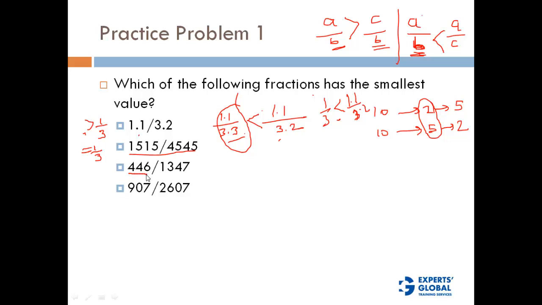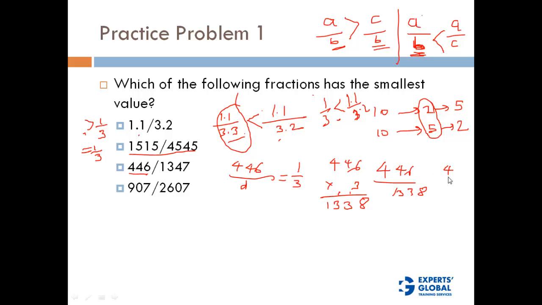Okay, now look at this number. We want a denominator which will make 446 divided by that denominator equal to 1 by 3. So what would that be? That denominator will always be 446 into 3, right? So we just did this: 18 carry 1, 13, 13, 38. So 446 divided by 1338 is equal to 1 by 3, and the other is 446 divided by 1347.